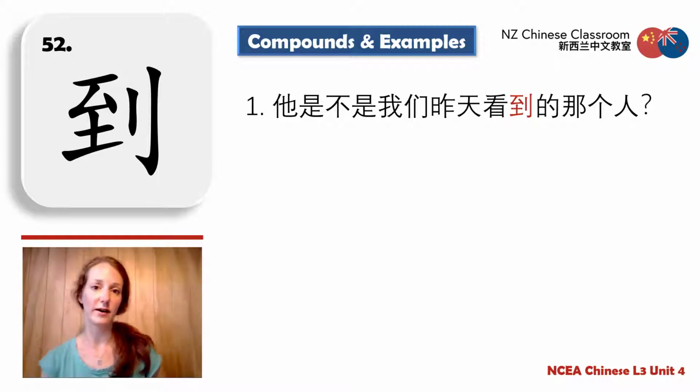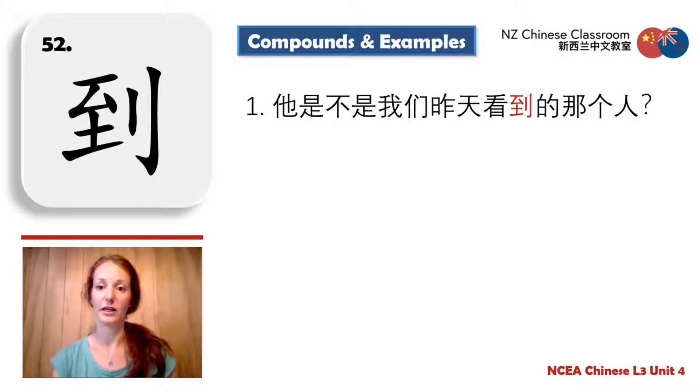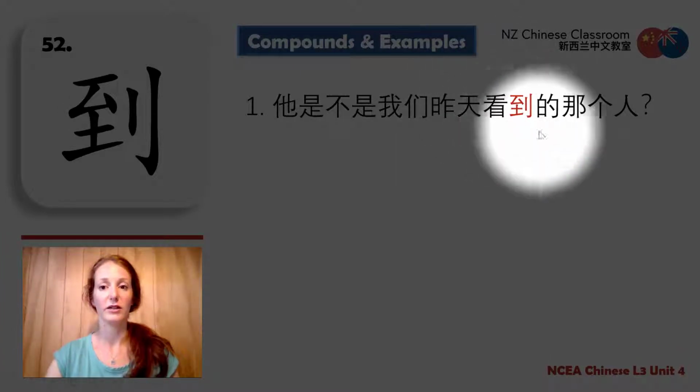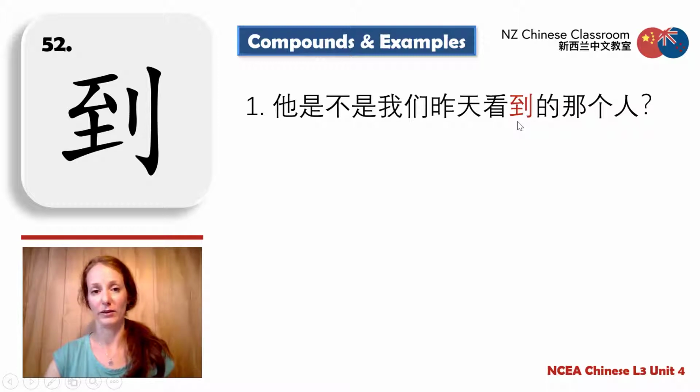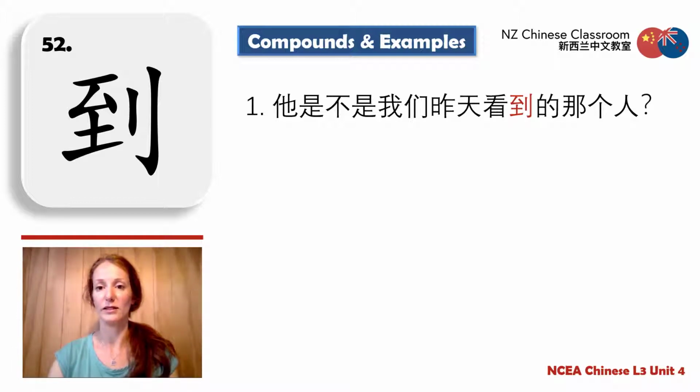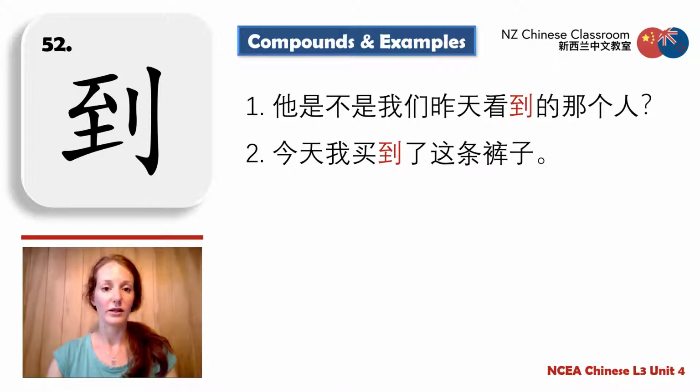So, where does the 到 come? It goes after the verb 看, to look. So, this 到 shows that it actually happened. So, we saw it, we looked at it, and we saw it, we perceived it. It adds a bit more of the senses into it. It actually happened. So is he the person that we saw yesterday? 看到的那个人, that person.